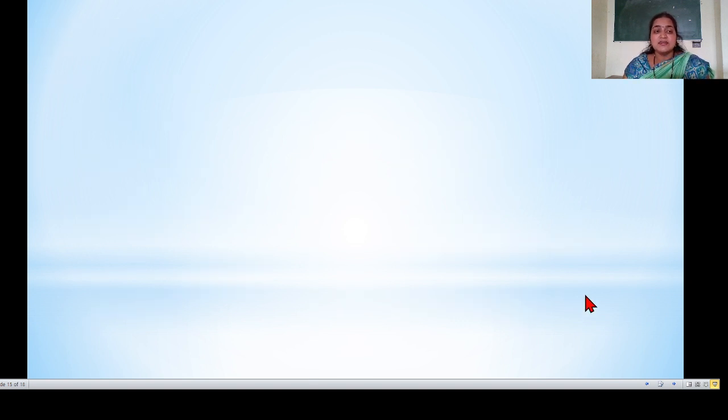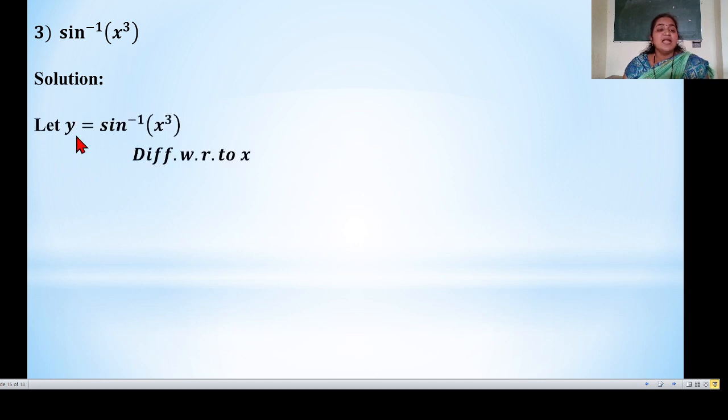Now next example is sine inverse of x cube. So again this is a composite function. Sine inverse of x cube, this is a composite function. Our standard function is sine inverse composed with x cube. So let's start the solution. Let y is equal to sine inverse of x cube. Now differentiate y with respect to x.